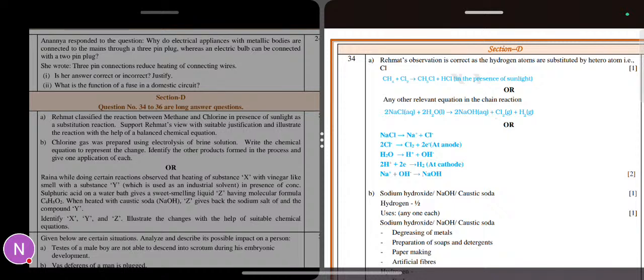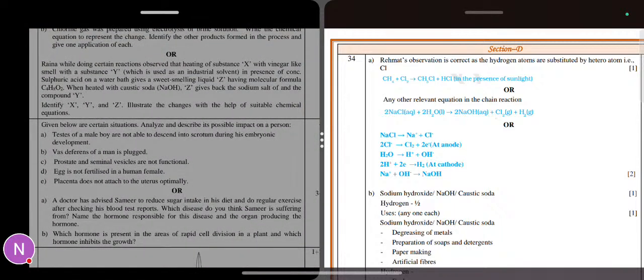So here, our question they have asked. NaCl gives Na plus Cl minus. So 2Cl minus gives Cl2 plus 2e. H2O gives H plus OH minus. So 2H plus 2e gives H2. So therefore Na plus OH minus gives NaOH.